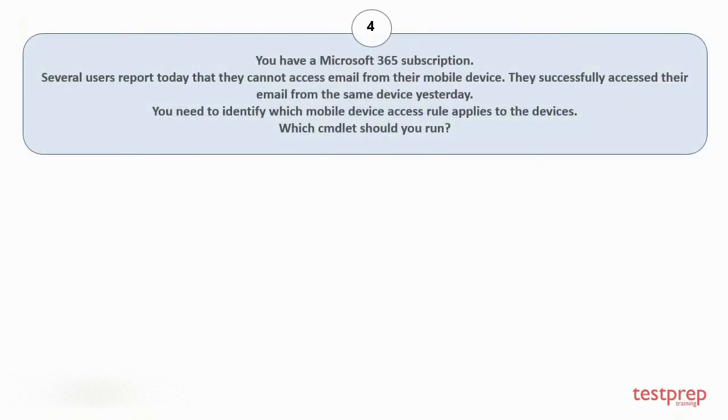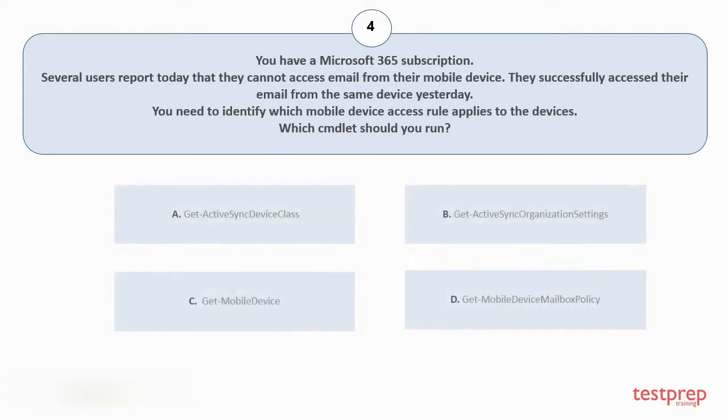Question number 4. You have a Microsoft 365 subscription. Several users report today that they cannot access email from their mobile device. They successfully accessed their email from the same device yesterday. You need to identify which mobile device access rule applies to the devices. Which command should you run?